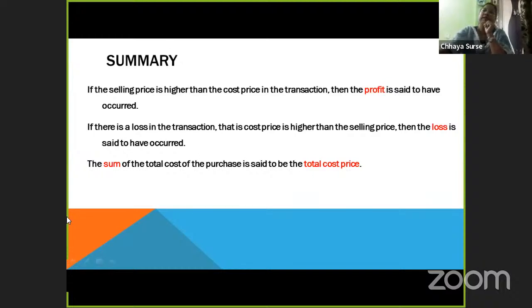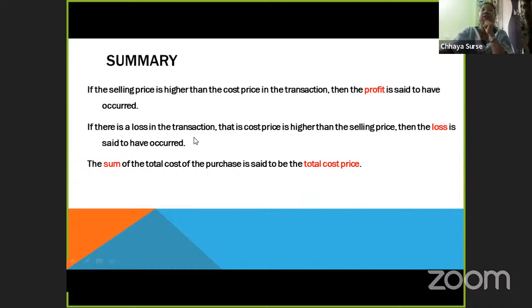Now, in this lecture, we learned that if the selling price is greater, more, or higher than the cost price in the transaction, then a profit is said to have occurred. This is very important. When the selling price is more, higher and greater, then you can say this is a profit. Clear?